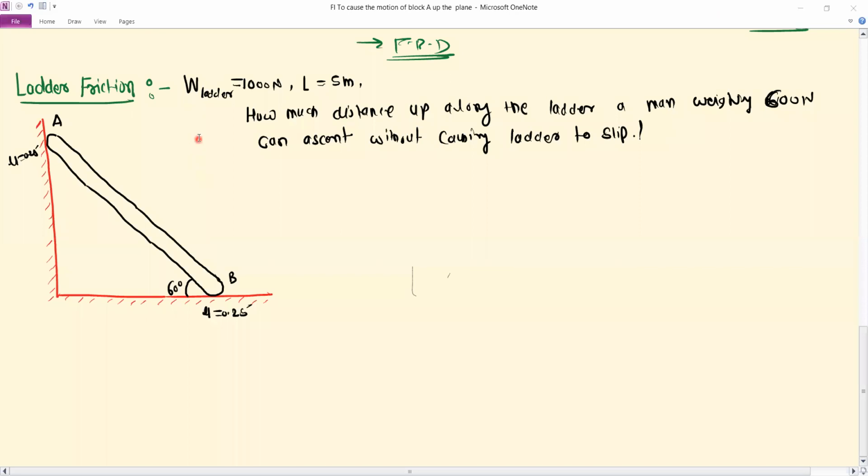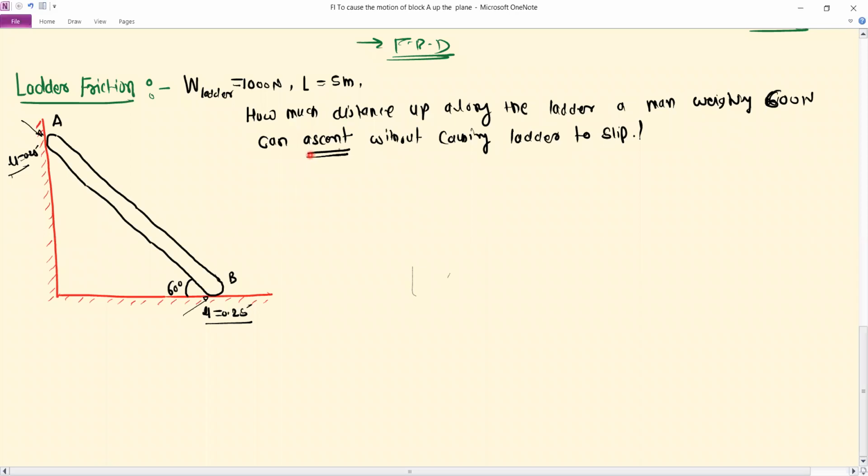Okay, so the next type of friction is ladder friction. Note down the first problem on ladder friction. Here, one ladder AB is resting against the vertical wall at point A and on the horizontal floor at point B. The coefficient of static friction at both contact surfaces is 0.25, and one person is climbing up the ladder. Ascend means climbing up.